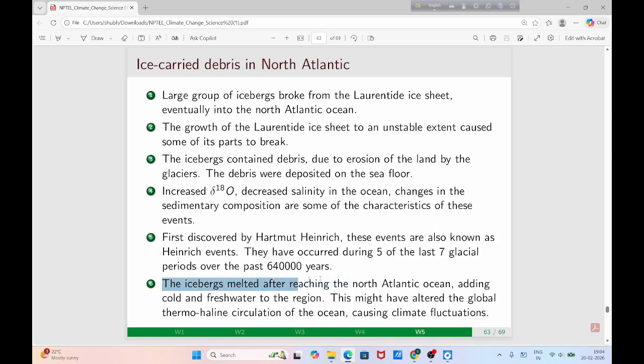Now, the icebergs have some consequences. For example, they melted after reaching the North Atlantic Ocean. Of course, it would melt, because when ice meets water, the ice melts. Of course, the temperature will also go down. So it will add cold and fresh water to the region. This might have altered the global thermohaline circulation, because it is driven by temperature and salinity. Cold temperature, fresh water, less saline water, causing climate fluctuation.